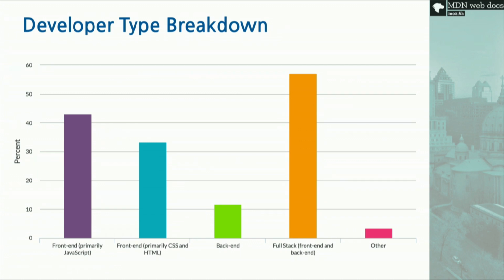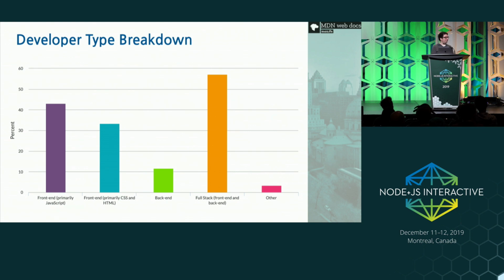One segmentation we were interested in was developer types. There's of course the classic split between front-end and back-end. But recently, people have started talking about front of the front end and back of the front end. There is no generally understood term for this. We really tried to find one. In the end, we asked whether people used primarily JavaScript on the front end or CSS and HTML. That's what most people understood.